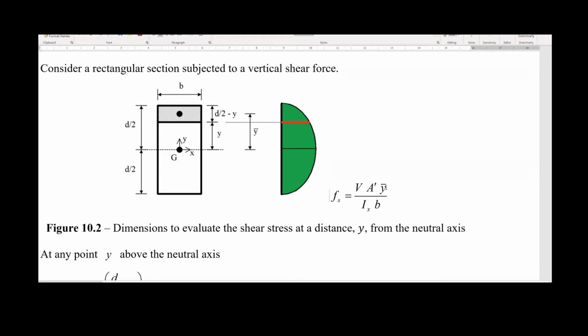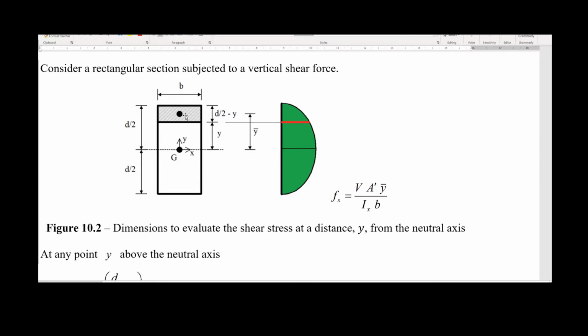The distance we are going to introduce in the formula will be the distance from the center of the area we defined on top of the fiber where we are calculating the shear stress, to the neutral axis. The neutral axis is always the reference. And we are going to divide all these three values by the moment of inertia regarding the axis XX. This is the axis XX. And we are going to multiply by b, and b is the width of this rectangular cross-section.